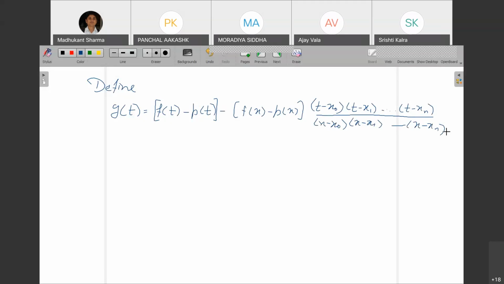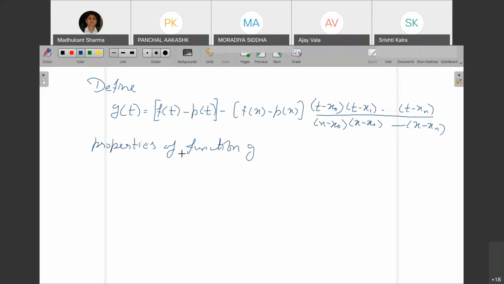So we have defined the new function for any t in the interval AB, and we are now going to note down certain properties of this function g. So let's look at the properties of function g.